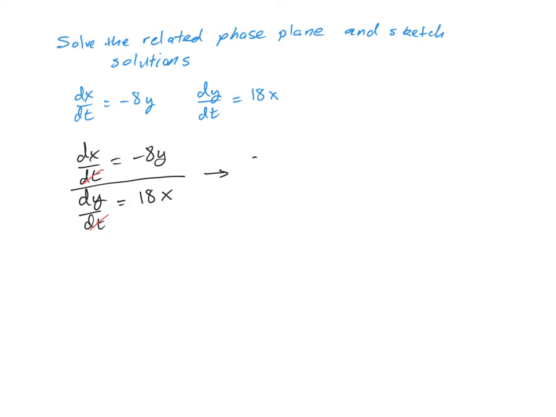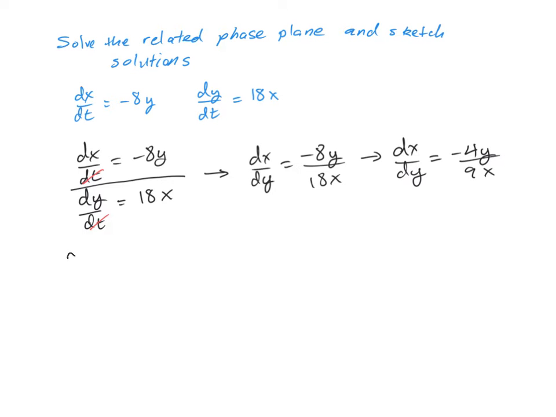and we get the differential equation dx/dy is equal to negative 8 times y over 18 times x, which further simplifies down to dx/dy is equal to negative 4 times y over 9 times x. Now from here, we think back to earlier this semester when we looked at first order equations, and we definitely want to use separation of variables for this. So we're going to have 9x dx is equal to negative 4y dy.